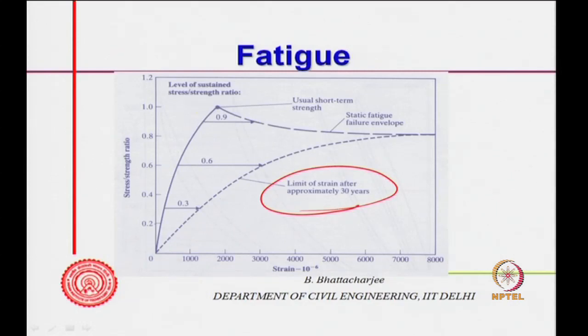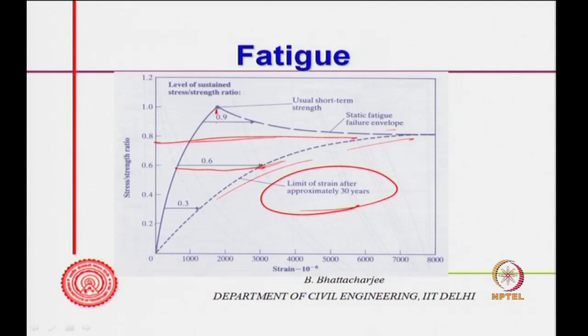So, if I look at it, the static rupture curve is here, and the maximum strain after 30 years, this envelope, gives you the 50 days we looked into. So, at 0.6 of the strength, 60% of the strength, if you load it, after 30 years the deformation will be somewhere here. Of course, it will not fail, but if you put it at 80%, after 30 years it will actually fail.